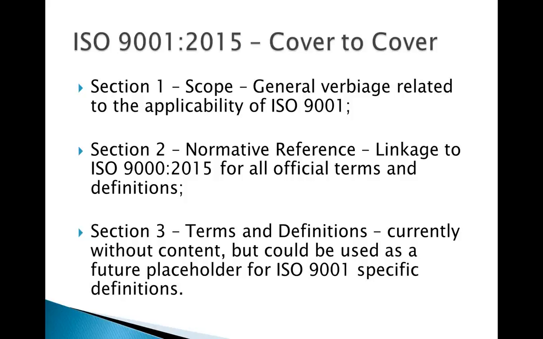Section 1 is called Scope, some general verbiage on the applicability of ISO 9001. Section 2 is called Normative Reference, providing a linkage to the 9000 document and stating that all official terms and definitions are found therein. Section 3 is called Terms and Definitions, but it's currently without content. The thought is that perhaps someday in the future you may have some 9001 specific terms and definitions, but for the time being, the terms and definitions provided in 9000 are going to be sufficient.